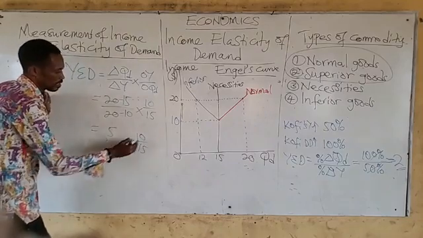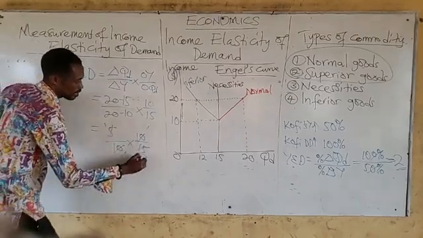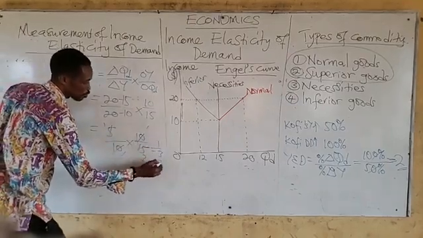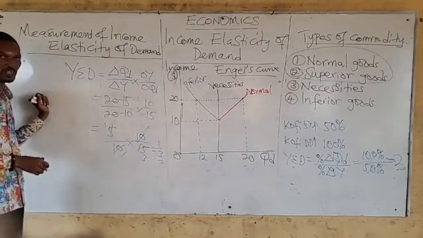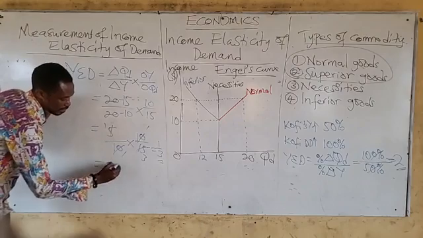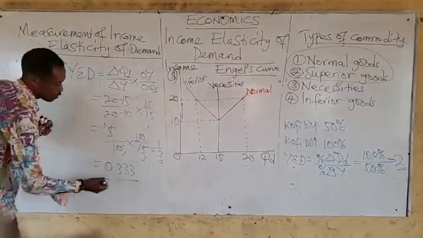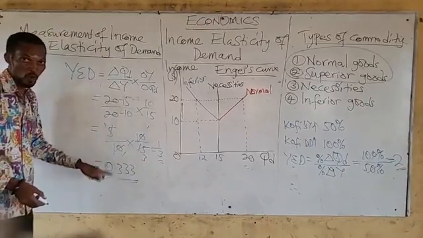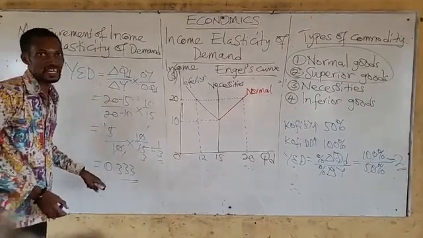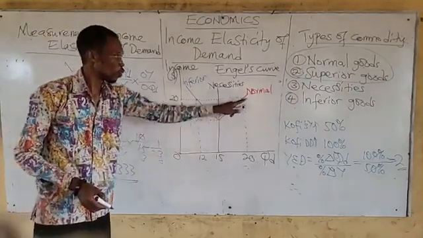10 will cancel that. 10 will go here 1. So this is gone. 1 here, 1 here, 3. This is 1 out of 3. Surely, 1 out of 3 will give us 0.333 on ending. And you can see that this is positive, all right, but it is less than 1. So the commodity in this particular case is a normal commodity.